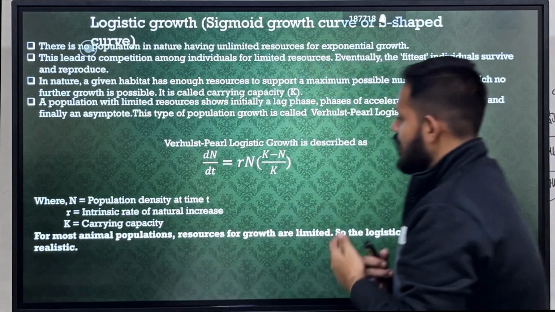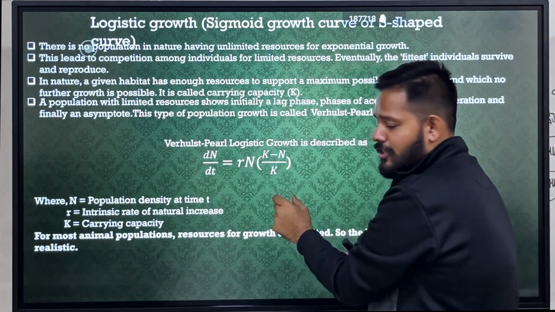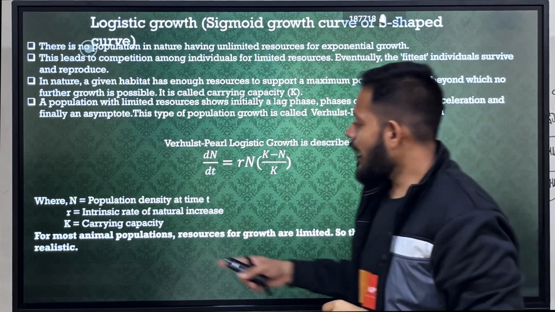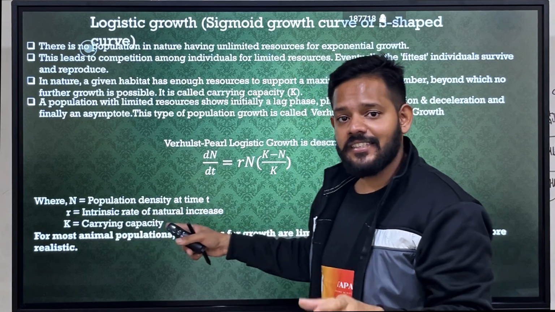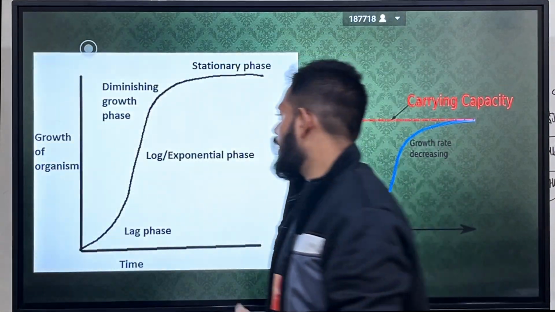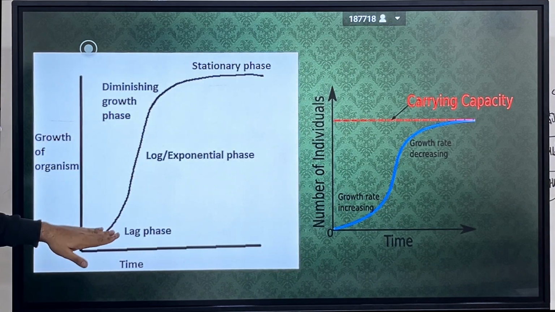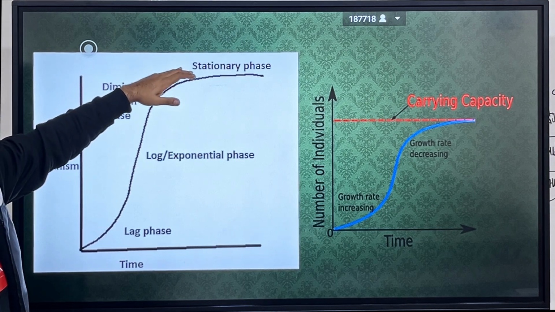Okay, now we are going to see this. The formula for this graph is dN by dt equals to rN into K minus N upon K, where N equals population density, r equals intrinsic rate, and K is equal to the carrying capacity of the graph. Okay, and this is your logistic graph. This is your lag phase, this is your log phase, and this is your stationary phase.